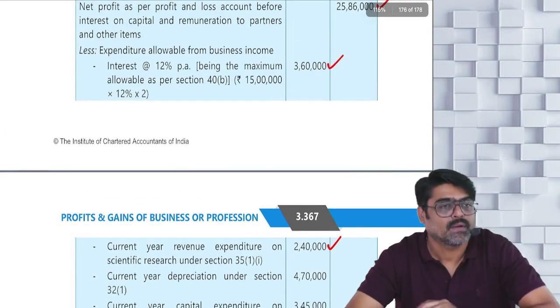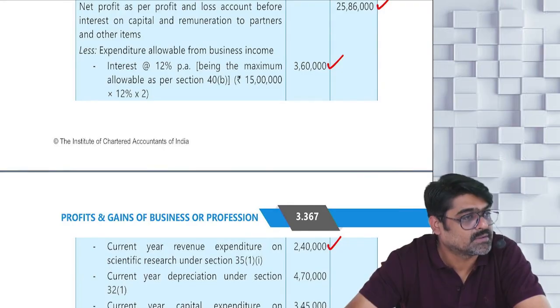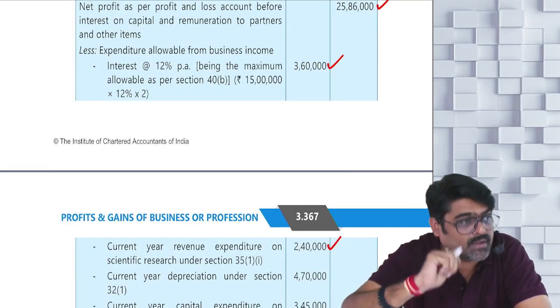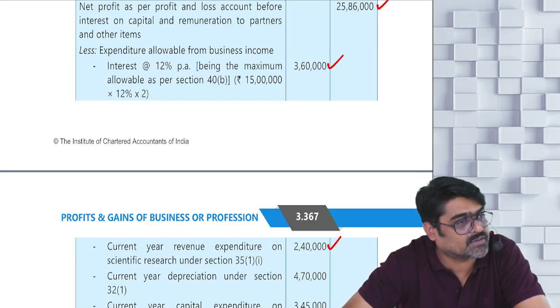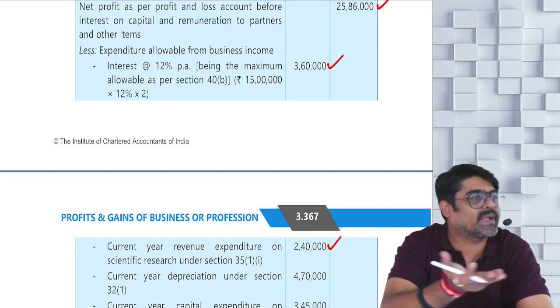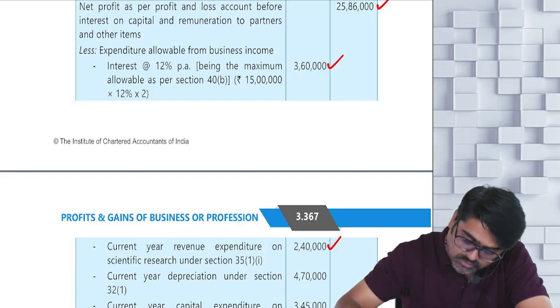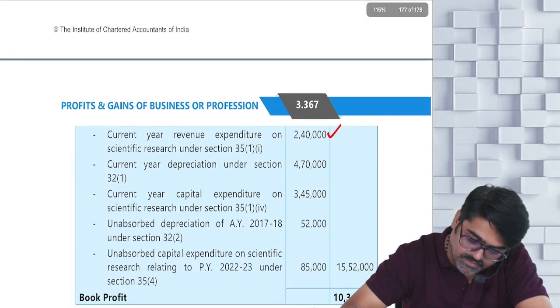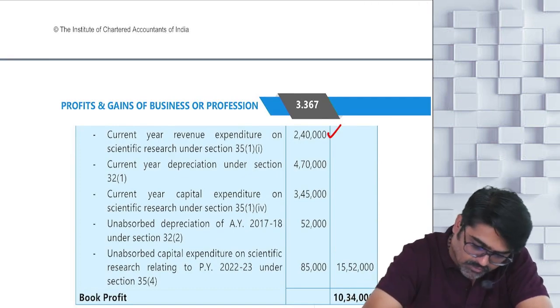Yes or no? Now which other items are given? First, see that table. Current year revenue expenditure on scientific research. Whatever revenue expenditure on scientific research there is has to be deducted while calculating the PGBP income. Yes or no? So how much is the revenue expenditure? 2 lakh 40,000.